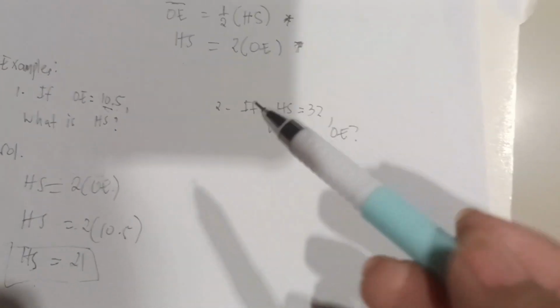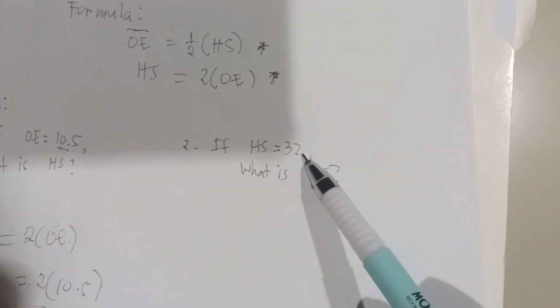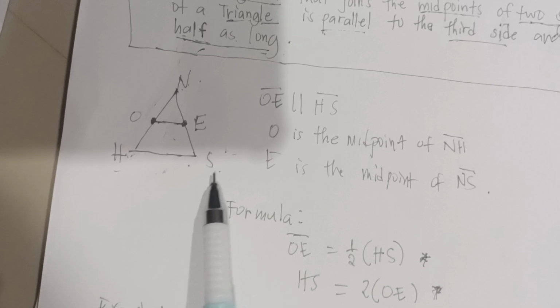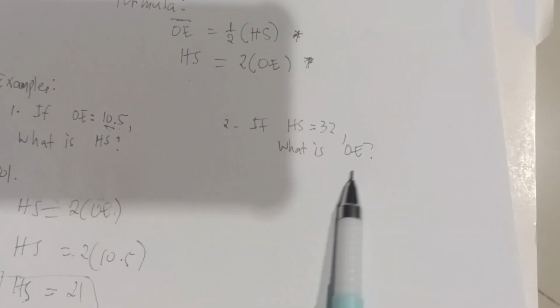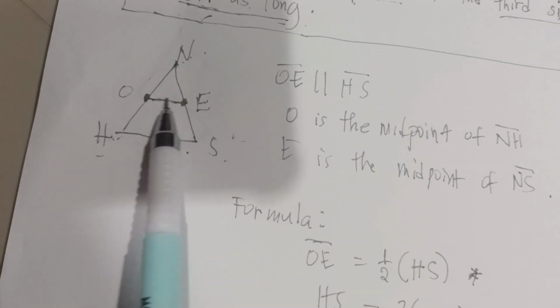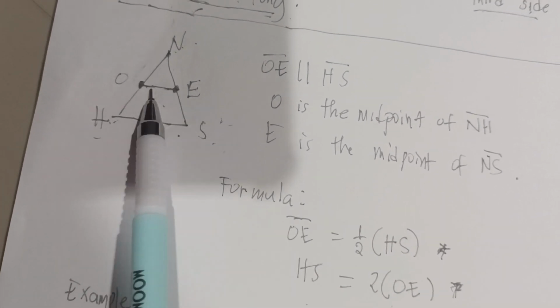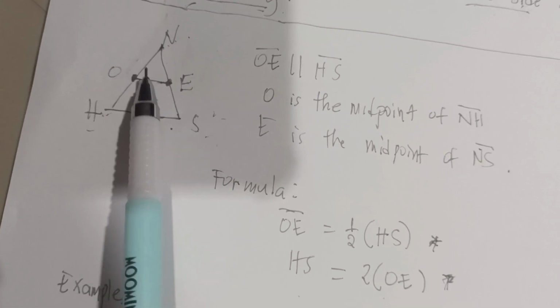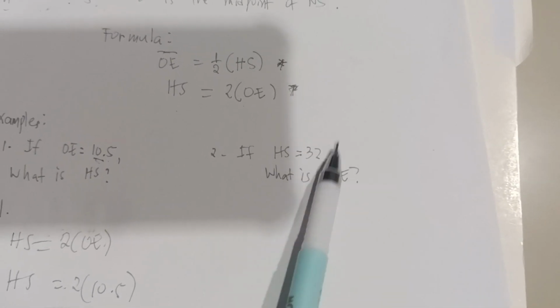For example number 2, if HS is equal to 32, where is HS here? The third side, the bigger one. What is OA? OA, the mid-segment, is the measure we are looking for. So this is just 1/2 of HS. HS is given here, which is 32. So what is 1/2 of 32?